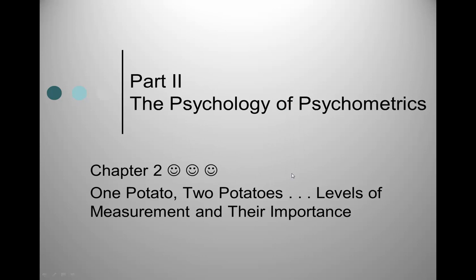Okay, we're going to go ahead and get started on Chapter 2 with the title of One Potato, Two Potatoes, Levels of Measurement and Their Importance. This chapter is going to start looking at the side of testing that we want to always be concerned about, dealing with how we can measure student achievement, the qualities that we want in our test, and so we're going to go ahead and start with Chapter 2 right now.